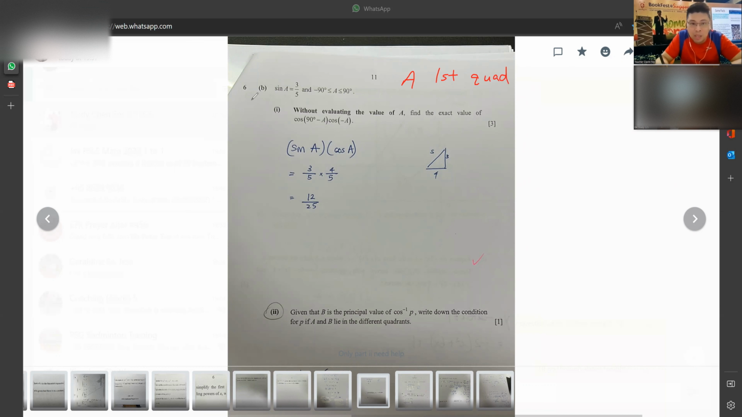Because your sign is positive, and they tell you A is between negative 90 to positive 90, so it's here. It's either here or here. Since sine is positive, obviously it's first quadrant. Inferring, you know it's first quadrant. So since you know A is first quadrant, straight away you write this.